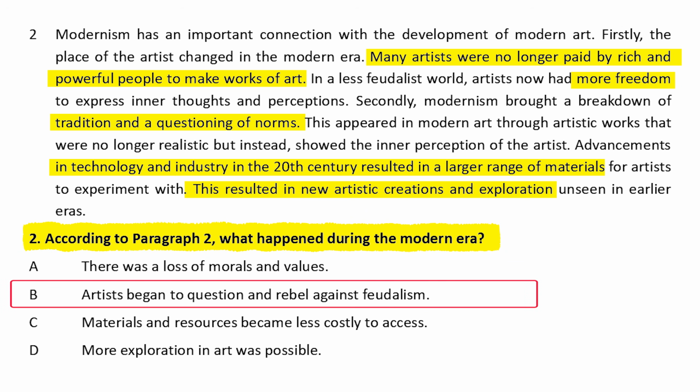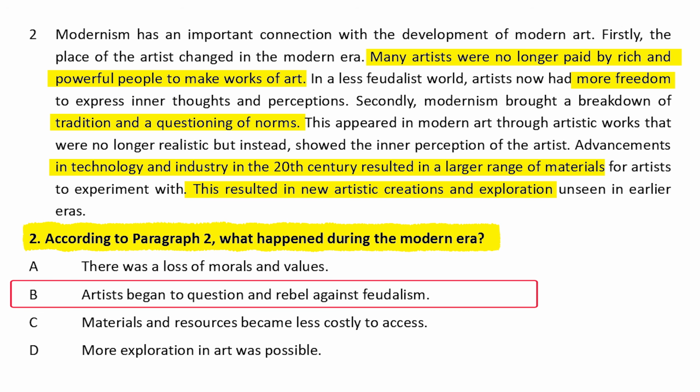B says artists began to question and rebel against feudalism. This also misses the mark. Yes, the passage does mention that artists were less tied to feudal systems. They were no longer being paid by rich and powerful people. But it never says artists were actively rebelling against feudalism.